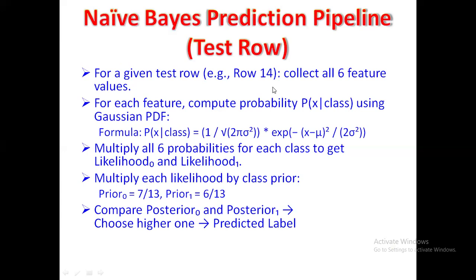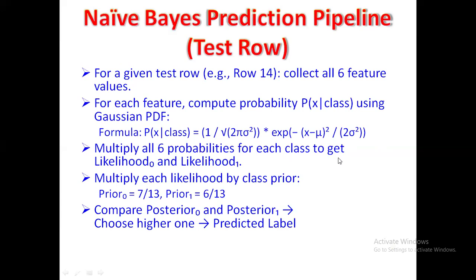For row 14, we have to calculate the probabilities using this formula: 1 divided by the square root of 2 pi sigma square, times e to the power minus (x minus mu) the whole square divided by 2 sigma square. This is the Gaussian distribution, which is used for finding the test values.